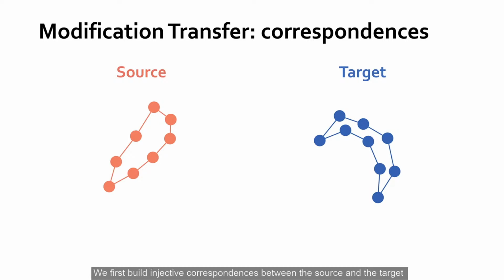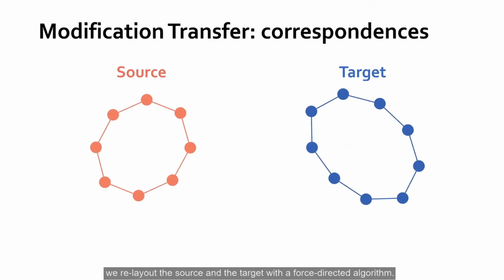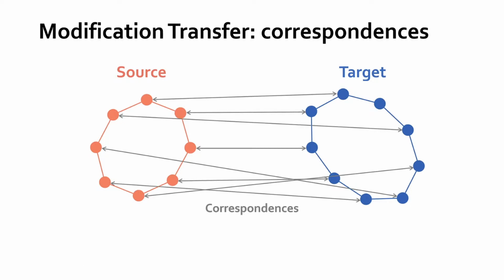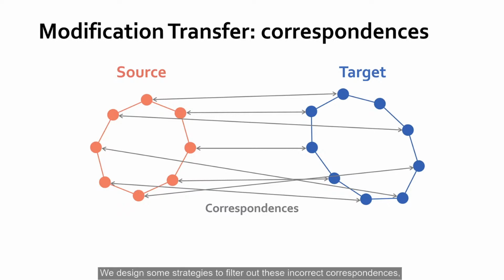We first build injective correspondences between the source and the target using graph matching methods. One correspondence contains one source node and one target node. Many graph matching methods rely on node positions, so before computing correspondences, we re-lay out the source and the target with a force-directed algorithm. However, sometimes graph matching methods cannot build correct correspondences because they try to find a corresponding node for each node, even if the correspondence is not correct. We designed some strategies to filter out these incorrect correspondences, which can be found in our paper.